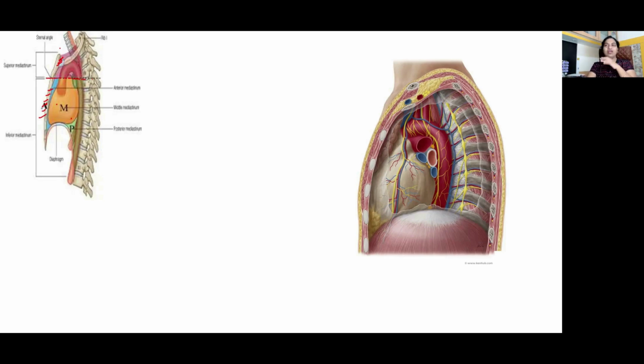Behind the arch of aorta, you'll get to see the trachea, esophagus. In between that, the left recurrent laryngeal nerve. Okay, the thoracic duct will be there. And then posterior most, the longus colli muscle, right? In the anterior mediastinum, sternopericardial ligament, loose areolar tissue, retrosternal lymph nodes, mediastinal branches of internal thoracic artery.